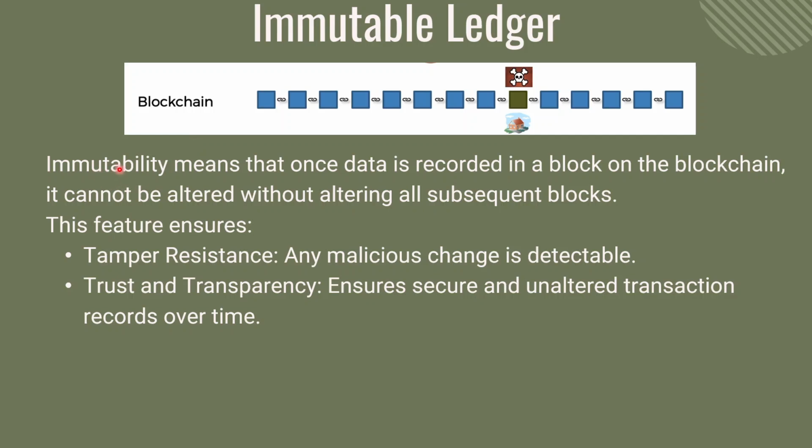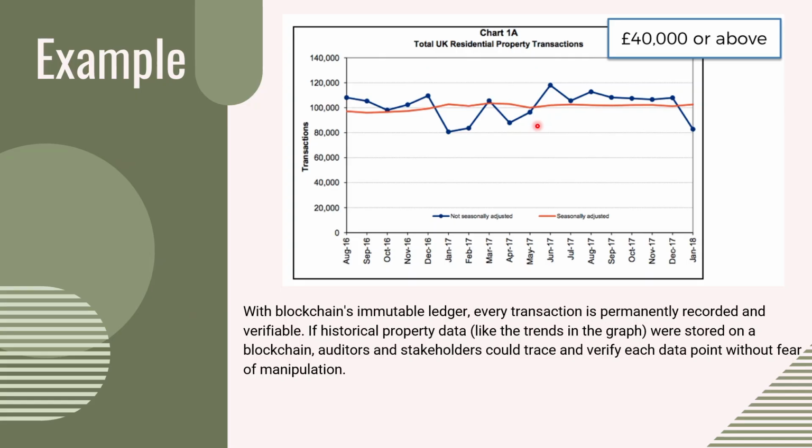So here we can see that immutability means that once data is recorded in a block on the blockchain, it cannot be altered without altering all subsequent blocks. As I said earlier, this feature ensures tamper resistance, trust, and transparency. Tamper resistance means any malicious change is detectable, because if someone changed this hash, he can't change the next hash, so it can be easily detected.